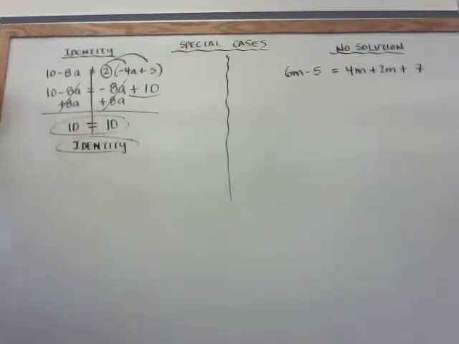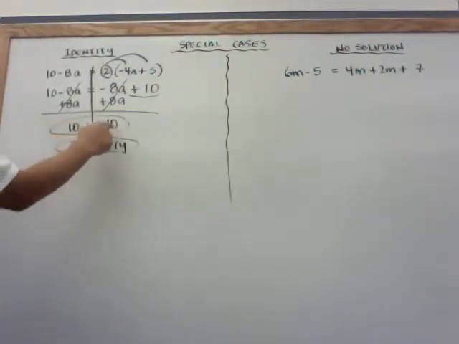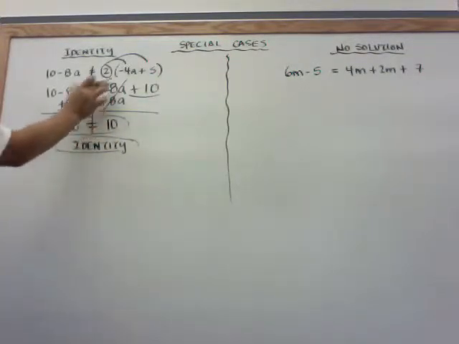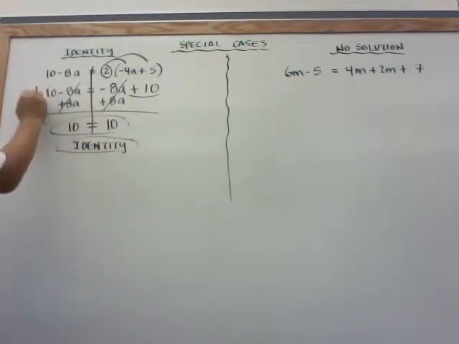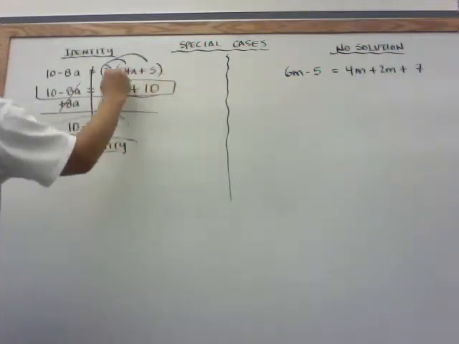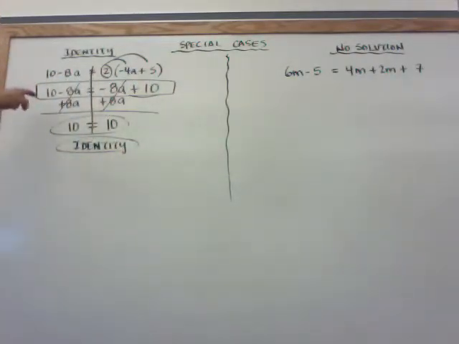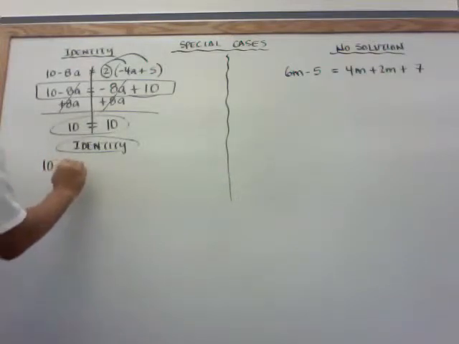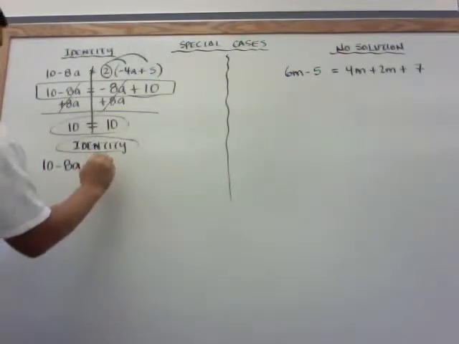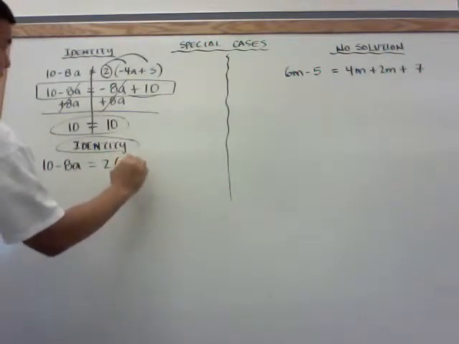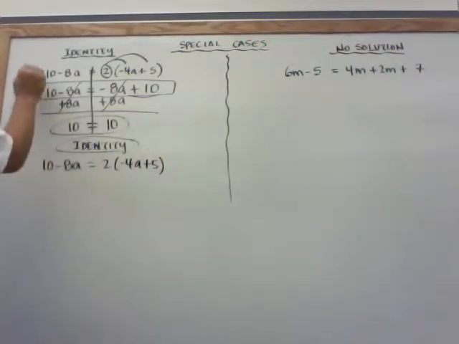What it's saying is this side is equal to this side. It's identical. If I added the 8a back in, if I just rearrange it, 10 minus 8a, you can see it's the same thing. It's an identity. So no matter what number I put into this, 10 minus 8a is equal to 2 times negative 4a plus 5. Back to the original problem.